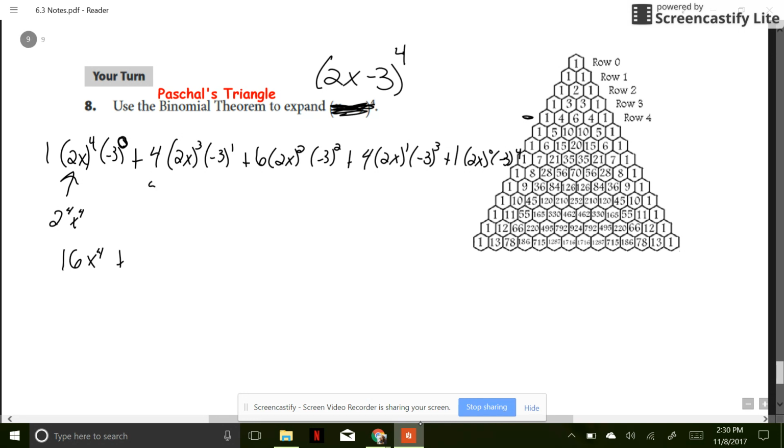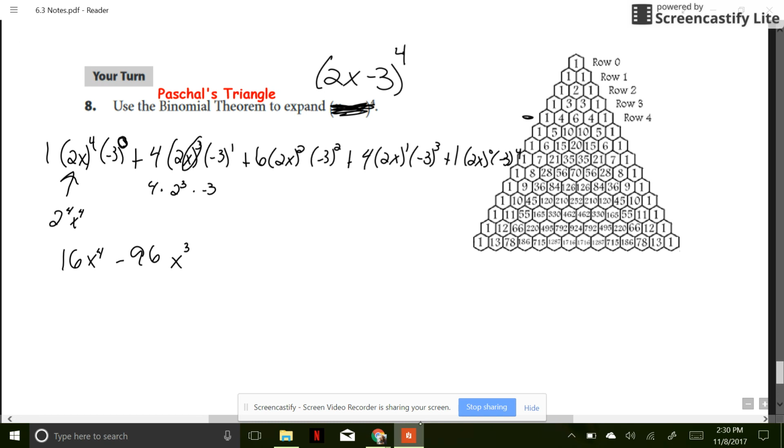Over here, we're going to have 4 times 2 to the third times negative 3. Our x is going to be cubed. We can see that because of this. The coefficient, though, is going to be 4 times 2 to the third times negative 3. So that's actually negative 96. So I'm going to write this plus sign, so we're going to be subtracting 96x cubed.